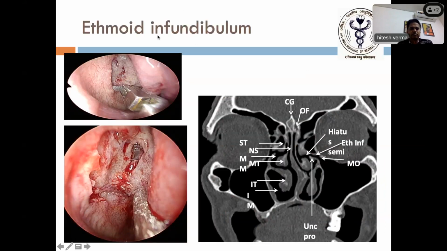Then comes the ethmoid infundibulum. Once the uncinate process is removed, this area is known as the ethmoid infundibulum, and this is the site of the maxillary sinus ostium. Like in this radiological photograph, we can see the middle turbinate, and after the removal of the uncinate process, this is the ethmoid infundibulum and maxillary sinus ostium.